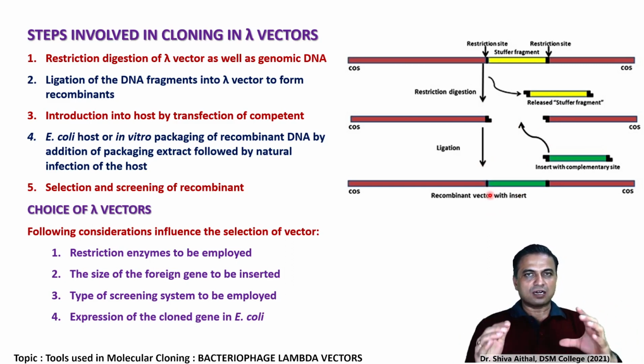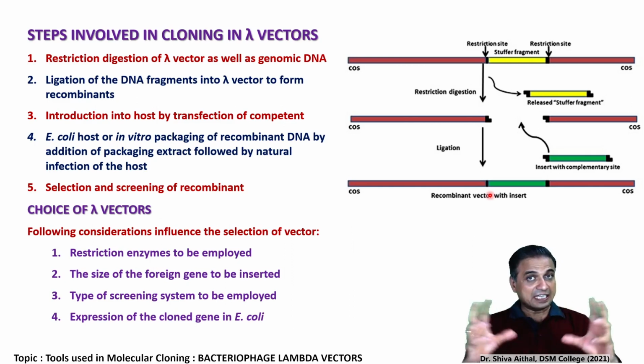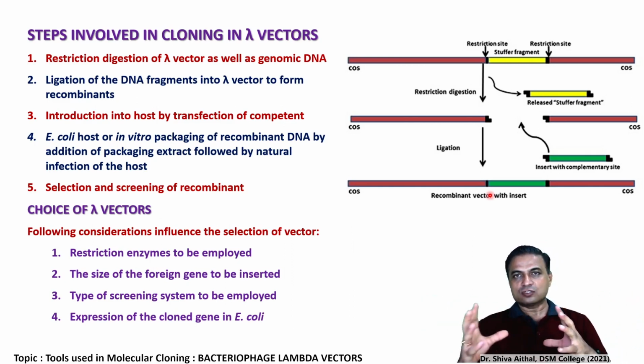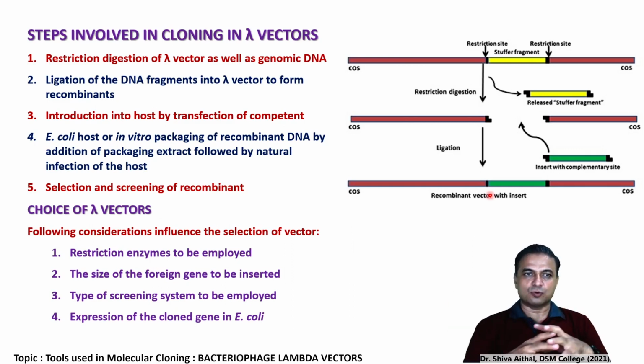Now this recombinant is introduced into the host by a process called transfection. Competent hosts are transfected, which means there needs to be a very specific type of phage, and its host strains may vary. These are called competent hosts, and transfection is the process. So E. coli is the host, or in vitro packaging of the recombinant DNA is done by addition of this packaging extract, and a natural infection of the host is done.